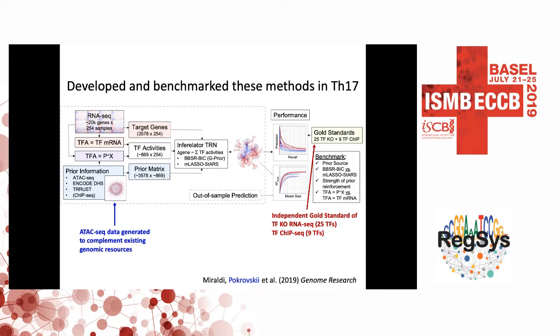Before applying this to these ILCs, we first decided to test in Th17 cells, where there was a lot of gene expression data. We generated ATAC-seq data ourselves, and then took advantage of existing resources, an independent gold standard of transcription factor knockout and transcription factor ChIP-seq, to go through a lot of parts of our pipeline to determine: was this way of estimating transcription factor activity good? How much should we trust the ATAC-seq data prior versus the gene expression model? This is all summarized in this paper here.